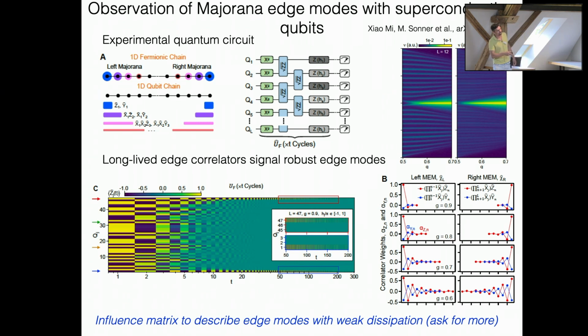So this is literally the wave function of the Majorana mode up to, let's say, 12 sites or so in a chain of about 45 qubits. And in this context, we have used the influence matrix method to describe the behavior of edge modes in the presence of weak dissipation and model the dissipation going on in the device, and that allowed us to get to pretty long times.